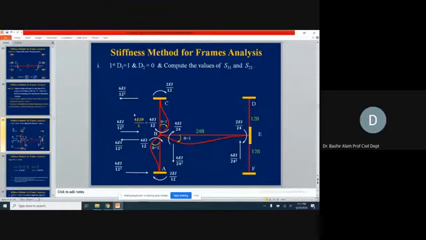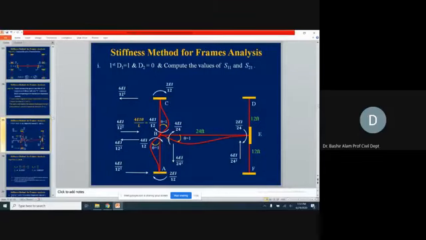Now, S11 will be the summation of the member end moments at this joint. Why moments? Because moments correspond to D1. So 4EI over 24 plus 4EI over 12 plus 4EI over 12. This will become your S11.